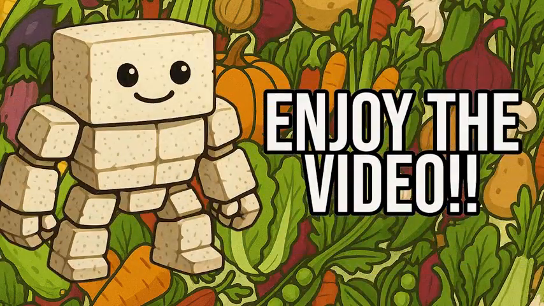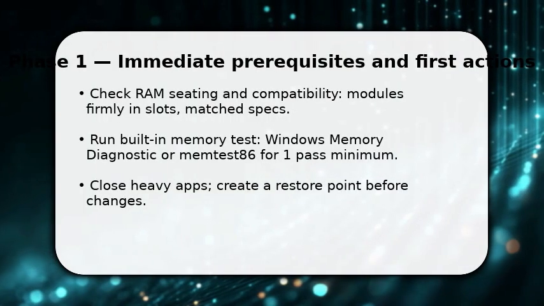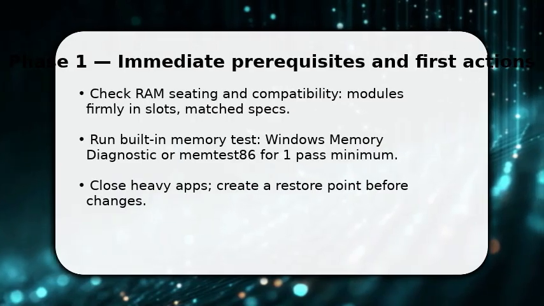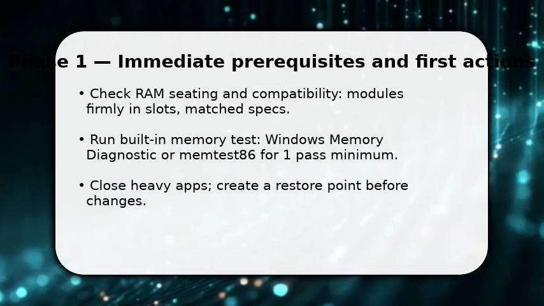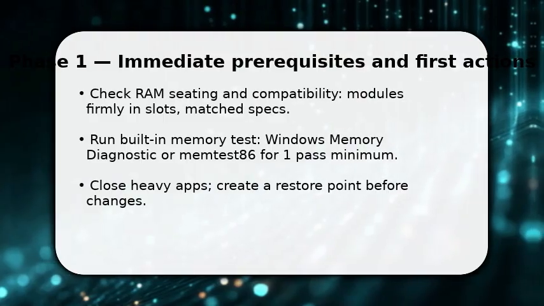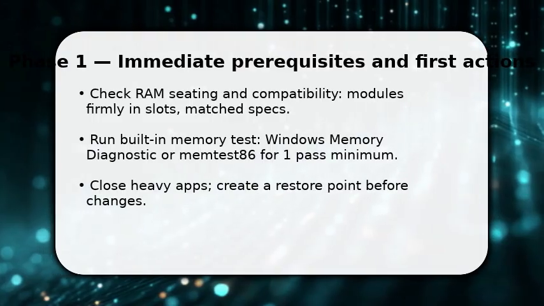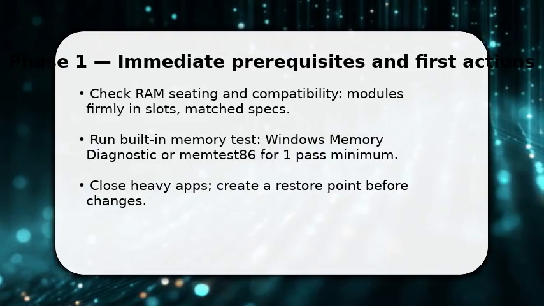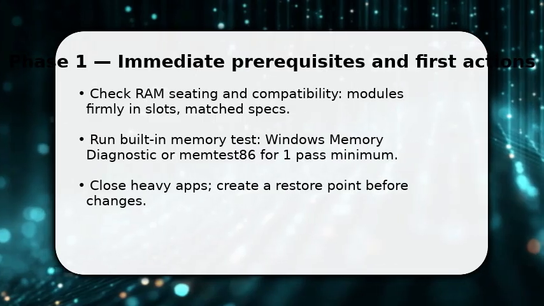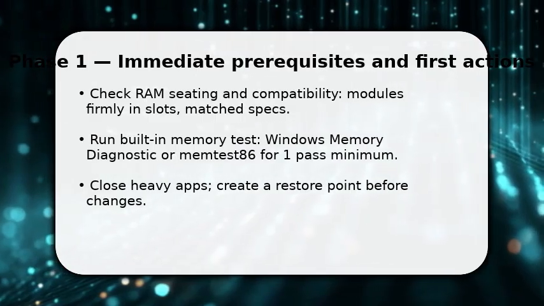Please enjoy the video. You begin by verifying hardware and creating safety nets. Power down, reseat RAM modules, firm clicks matter, mismatched specs cause instability. Once powered, run Windows Memory Diagnostic or boot MemTest86 to detect faults, because software errors mimic bad RAM.